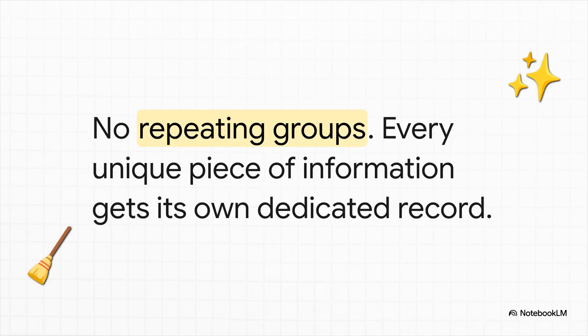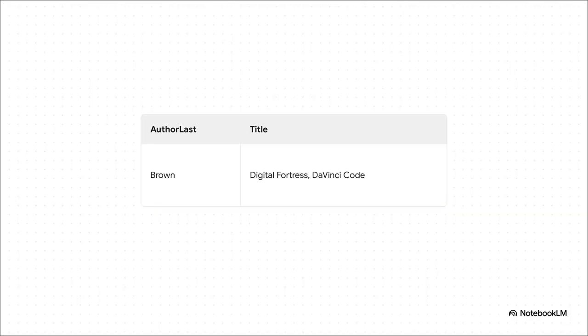It just doesn't work. And here's what that problem looks like in the wild. We've got one author, Dan Brown, but 2 of his books, The Da Vinci Code and Digital Fortress, are just jammed into the same title field. How are you supposed to sort your books alphabetically or find just Digital Fortress? You can't. It's a data dead end.